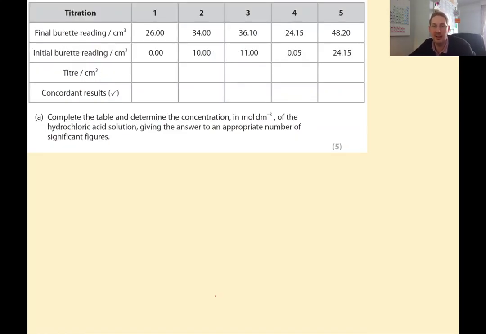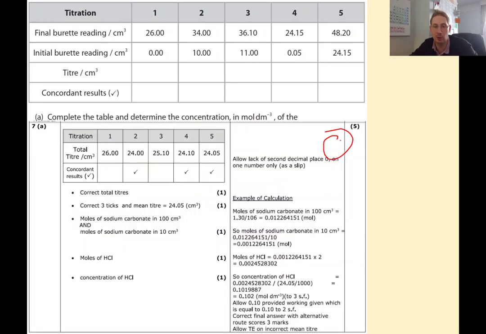Got another table here. The only difference here is we've got a 5 mark. You've seen these at GCSE. Calculate the average titer, use the concordant results, then do a titration, all in one. So 1 mark for getting the titers correct and recording them. Look at this, 24.00. Do be careful, it needs both those zeros to be correct. 1 mark for calculating the correct mean titer.